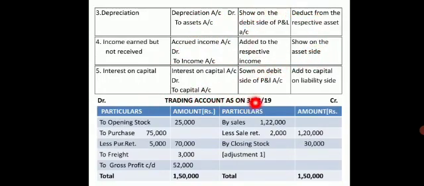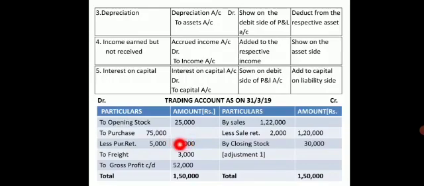So we'll see the trading account. We are going to prepare trading account. Now in trading account, we only have all direct expenses. So from the trial balance, we will first start with opening stock, which is 25,000. Next, they have told purchases. Purchases is 75,000. We are having returns outwards. Returns outwards is nothing but purchase returns 5,000. So from 75 I will reduce 5,000.